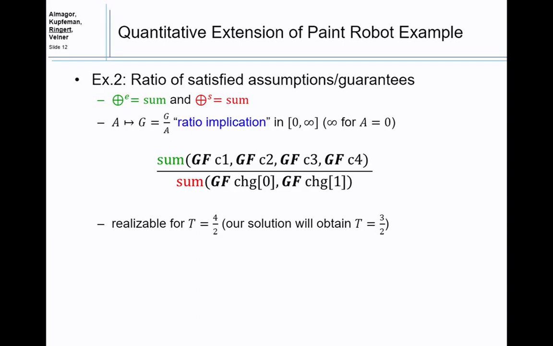So if we have 2 assumptions satisfied, we also have 4 guarantees to be satisfied. And if only one of them is satisfied, we can still paint in 2 colors because one of the arms changes the color. So we would also get 2/1, which is the same ratio. We will see that if we want to solve it efficiently, we have to approximate it, and then we only get 3 halves instead of 4 halves in our solution.